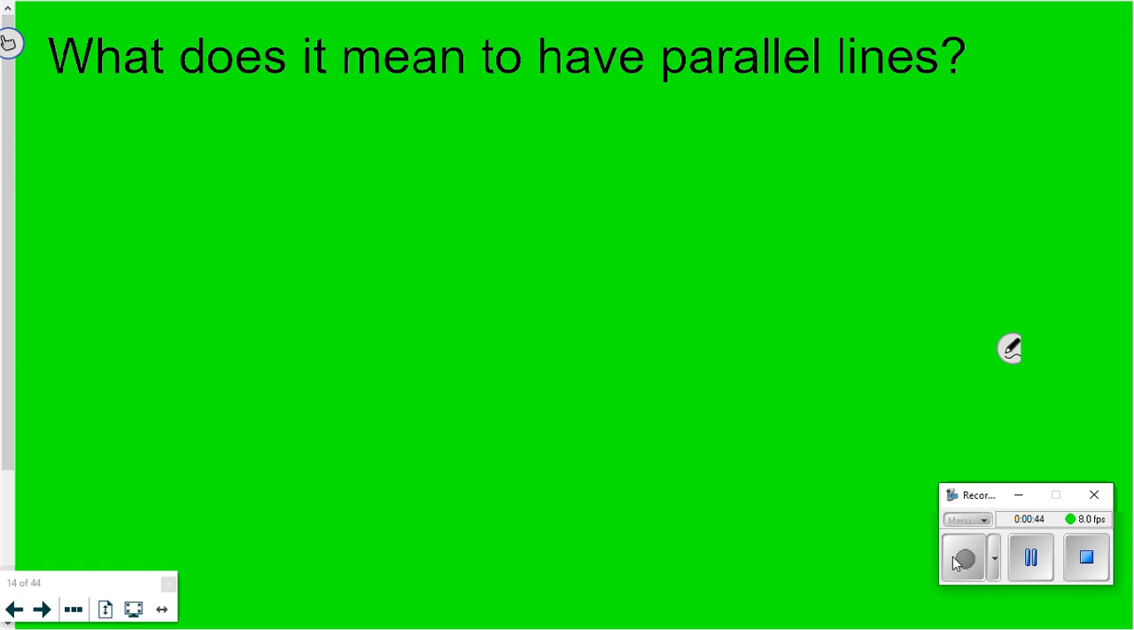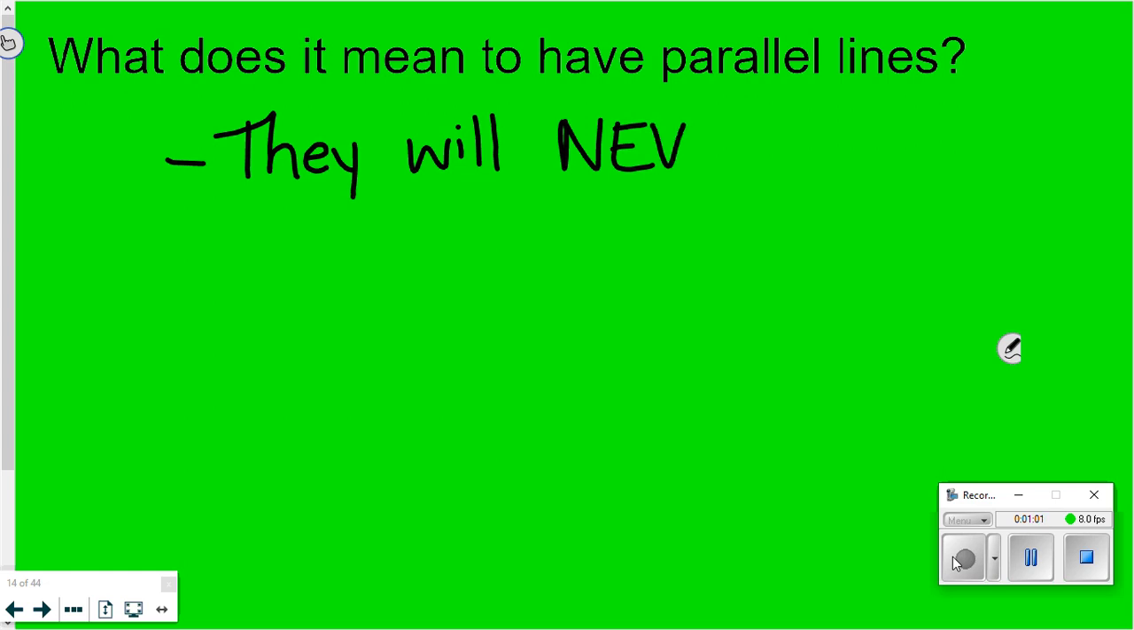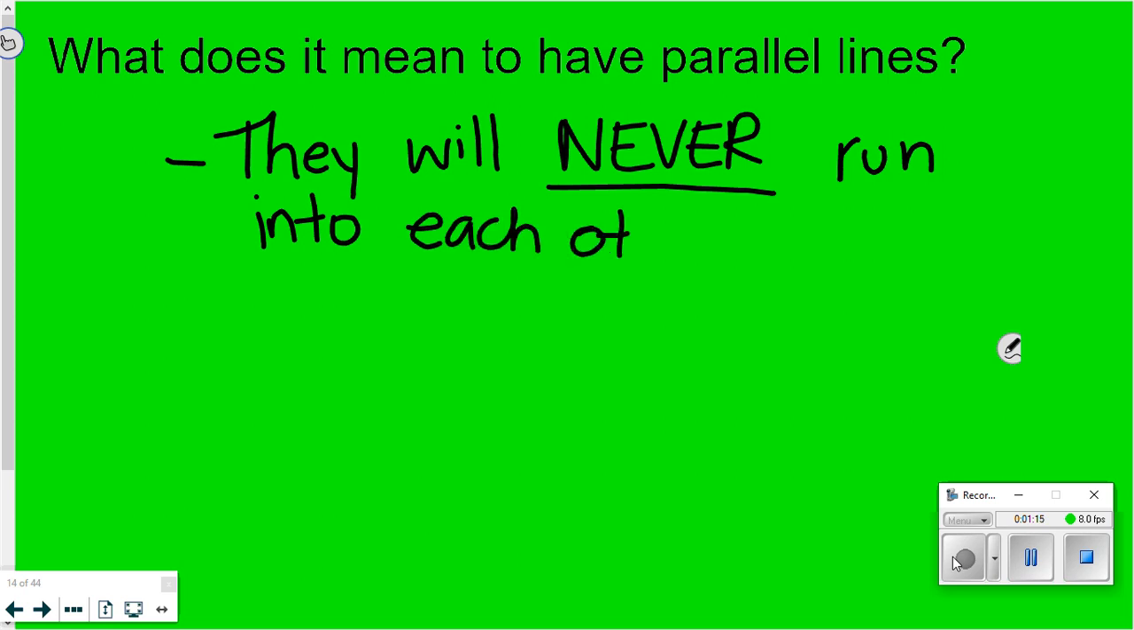I know parallel lines they don't run in. Okay, so we know that parallel lines will never run into each other, which is important because sometimes in our shape they're not touching, but if we kept those lines going, we would see them run into each other, or that distance would change. They wouldn't be the same distance. They might be getting farther apart or closer together.